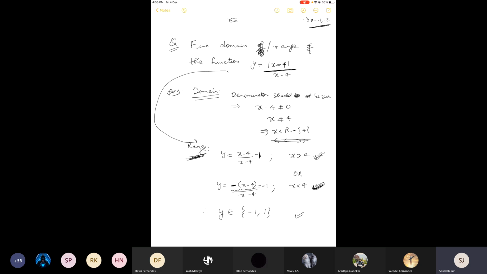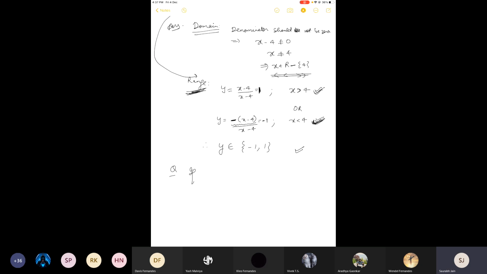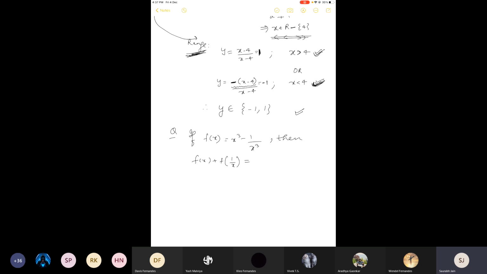Okay, then there is this question. If f(x) equals x cube minus 1 by x cube, then f(x) plus f of 1 upon x equals, and the options are: A, 2x cube; B, 2 by x cube; C, 0; D, 1. f(x) is given and you have to find f(x) plus f of 1 upon x.